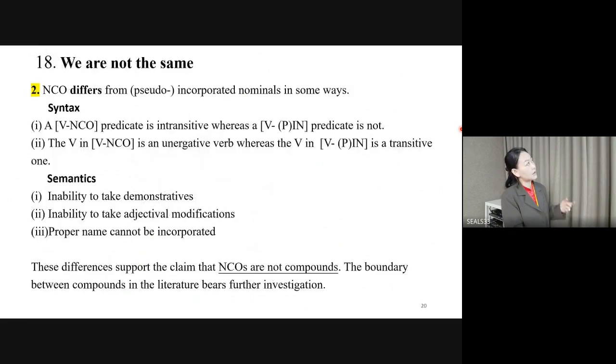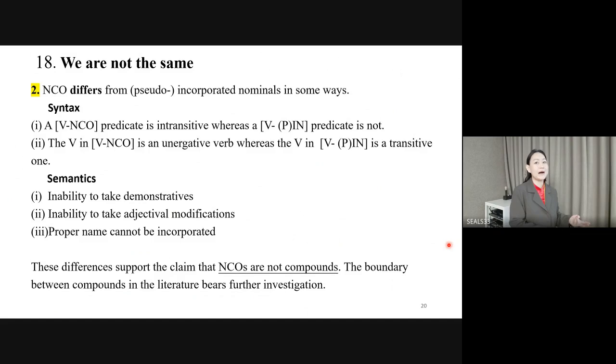And the last one is my second question. I answer that yes, they are different, not totally similar. In the syntax, their predicates differ: one is intransitive, but the other is not. And for the structure inside the verb, one is operative, but the other, in most cases, must be transitive. And in the semantic approach, we can see that the non-canonical object can take a demonstrative, can take an adjective, and can be a proper name.